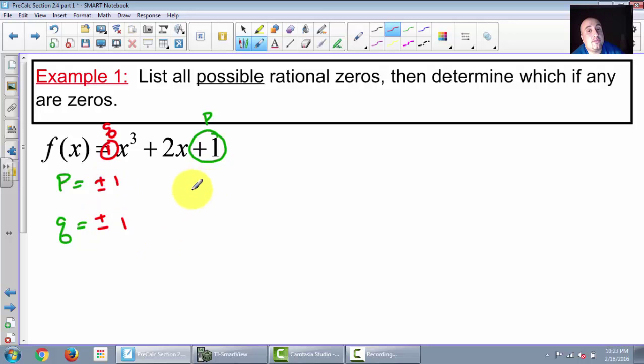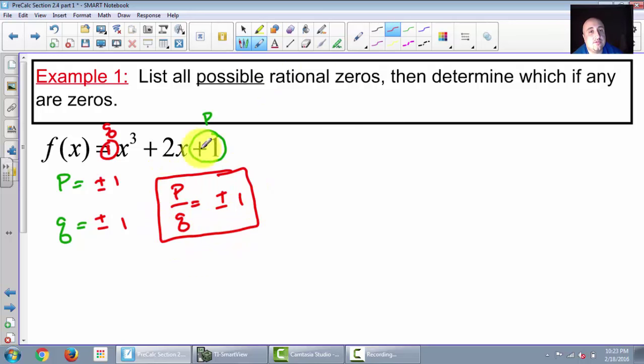Now, these are going to help us get our list of possibles. Our possibles are our P's divided by our Q's. Okay, so positive 1 and negative 1 divided by positive 1 and negative 1 are just positive 1 and negative 1. So this is very simple because they're just 1s. Okay, so now, here's our possible list. These are the only numbers that are possible zeros of this problem. All right. So the second part of the question says, then determine which of these are zeros.